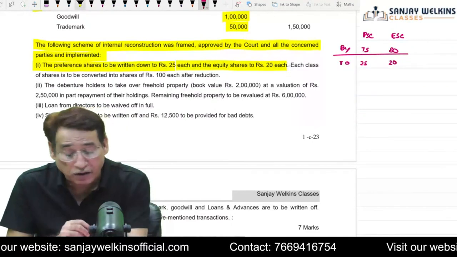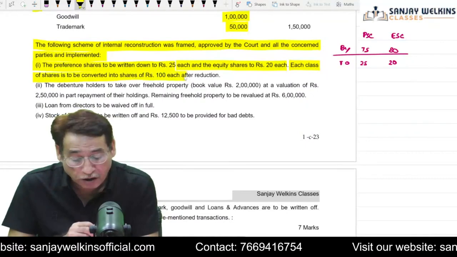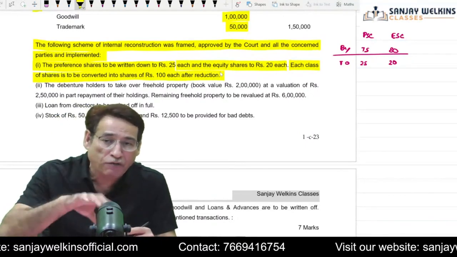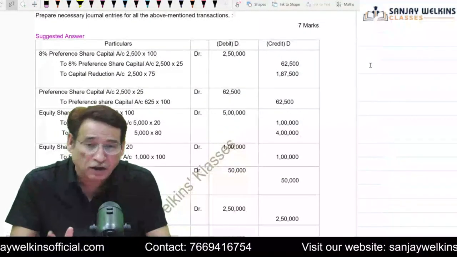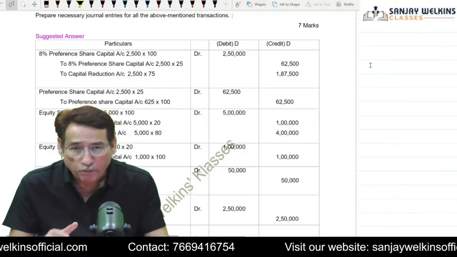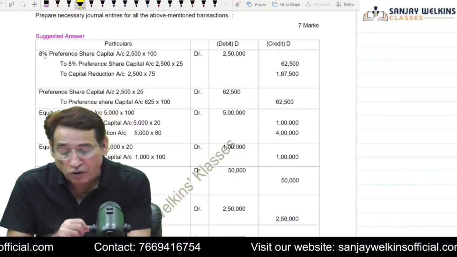Now the question further states that each class of shares will be converted into shares of 100 each after the reduction. Correct? Let's have a look at what the solution will be. This is the solution I am providing you right now. You can take a screenshot and note it down later on.